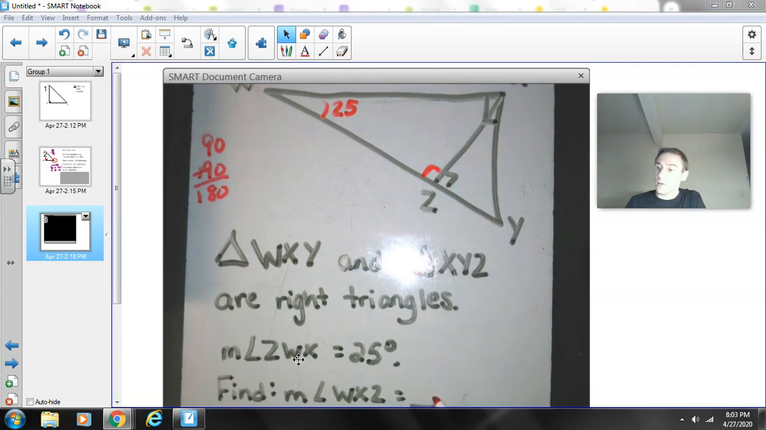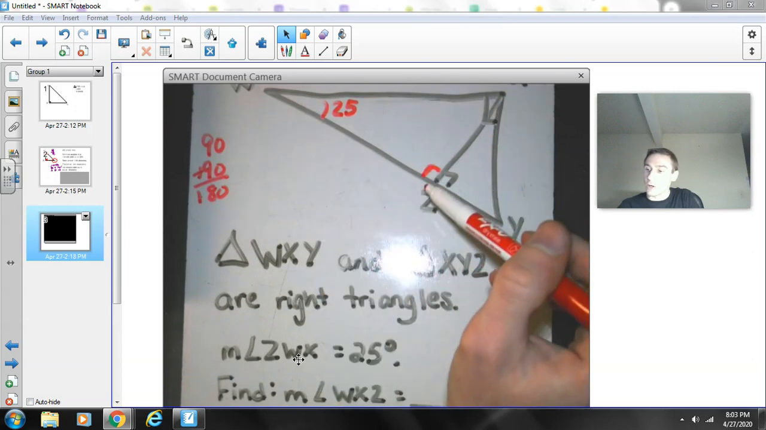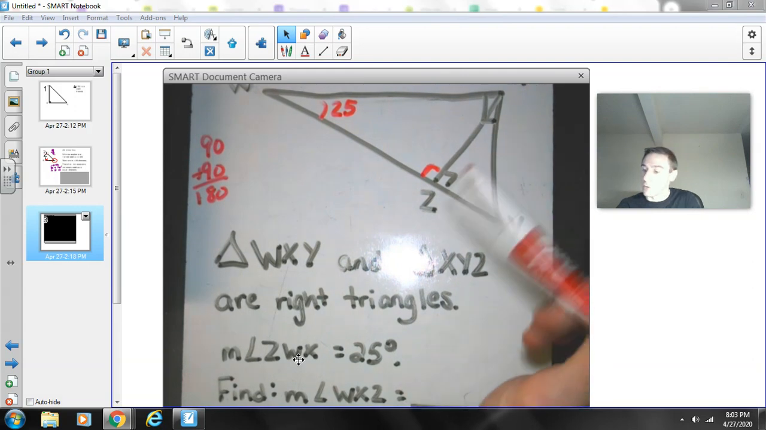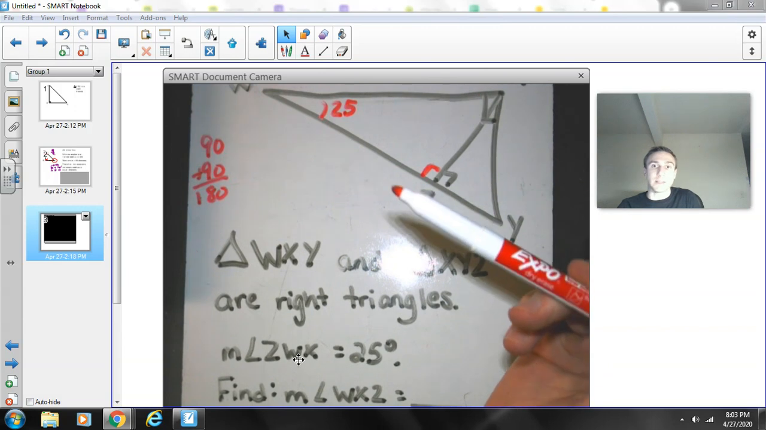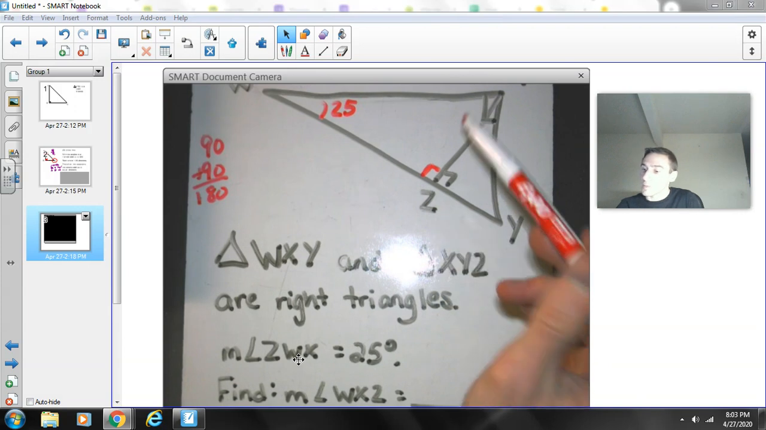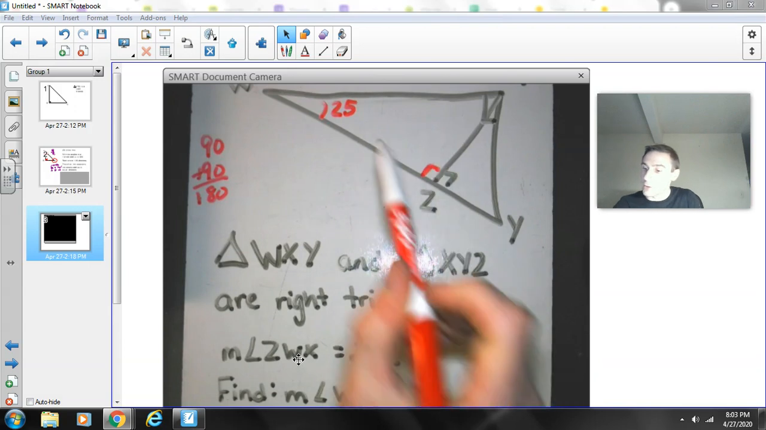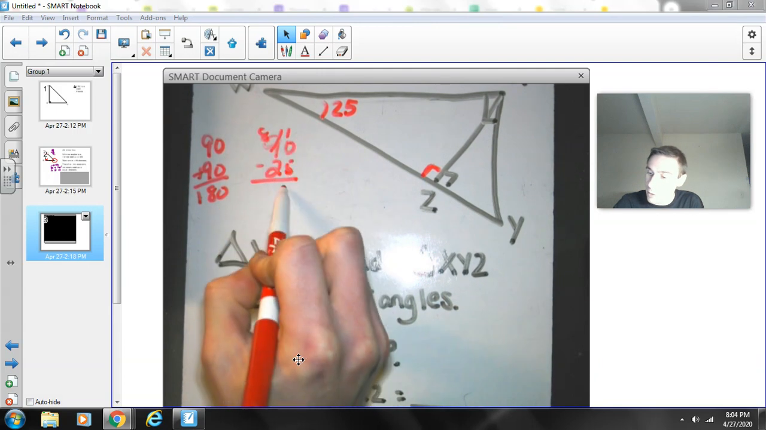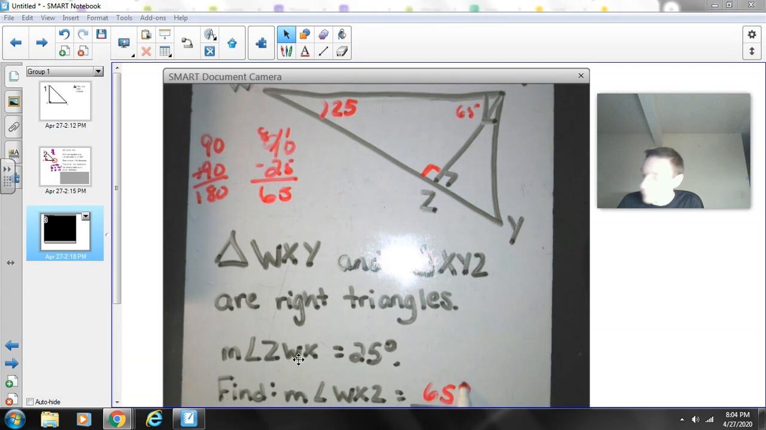Now, if this is a right triangle in here as well. We didn't learn that XZW was a right triangle, but it is a right triangle. What we can do then is use that rule for right triangles, subtract from 90 to figure out what this missing angle is up here. So what I'm going to do now is I'm going to figure out WXZ. And to figure that out, I'm going to do 90 minus 25. And I'm going to get 65 degrees for this angle. So the measure is 65 degrees.